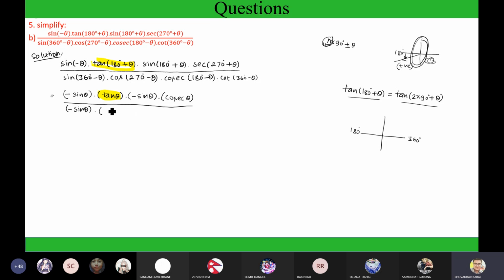So 270, the ratio will be changed into sin, and 270 minus theta is the angle of third quadrant, so minus of sin theta. Ratio is changed. Again cosec 180 minus theta, cosec 180 minus theta. Second quadrant, cosec is positive there, so cosec theta.